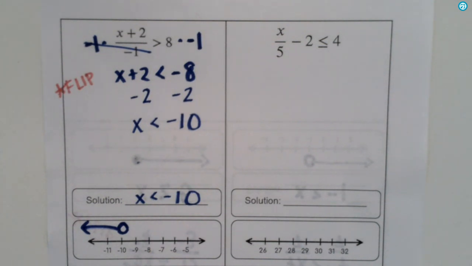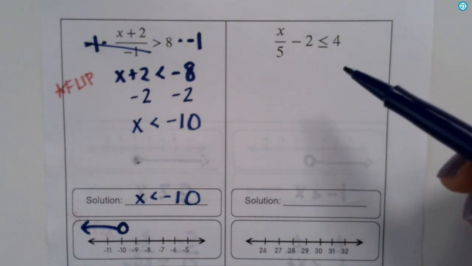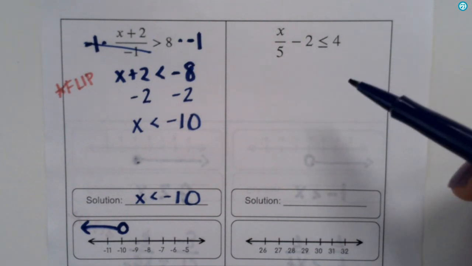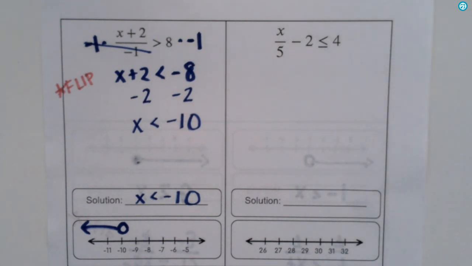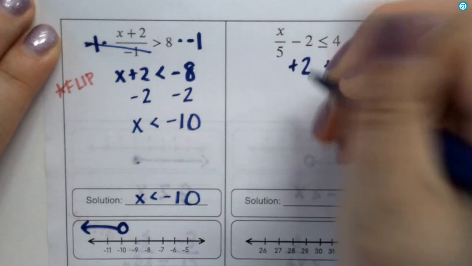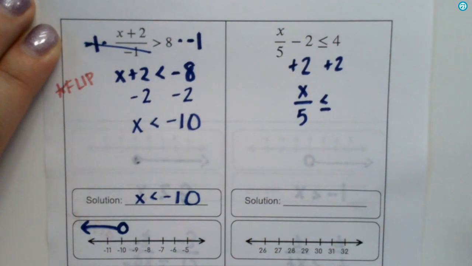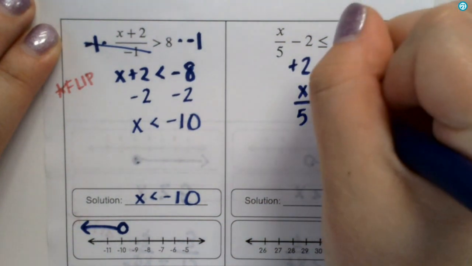Hey, the very last one, x over 5 minus 2 is less than or equal to 4. Does anyone remember from when we did equations like this yesterday? What's my first step here? Add 2. I got to get rid of that 2 first. So add 2 to both sides. We've got x over 5 is less than or equal to 4 plus 2, which is 6.